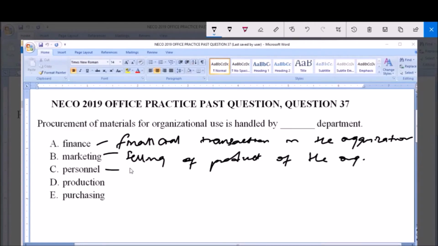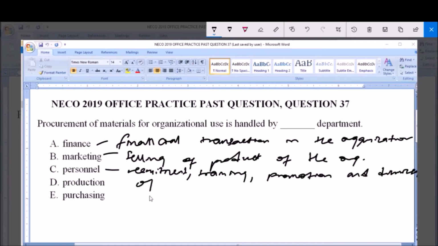Now C says personnel department. Now personnel department is responsible for what? For the recruitment, training, promotion, and dismissal of employees. That is, their sole responsibility is matters pertaining to staffs. Now this is production department.